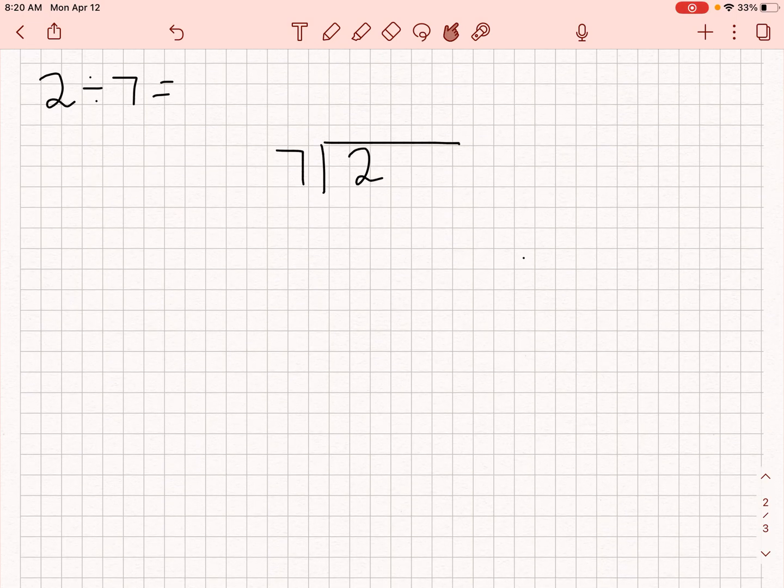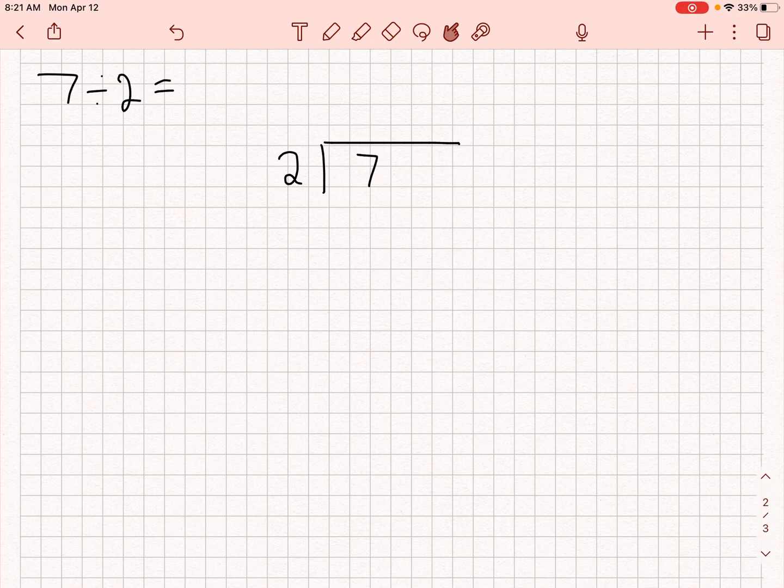Oops, I did that wrong. We're going to do 7 divided by 2. Excuse me. 7 divided by 2. There we go. Go ahead and pause now and try this problem on your own. Remember, you're dividing like normal. When there's nothing left to bring down, you'll add a decimal and a couple zeros. You'll bring one of those zeros down. Unpause once you've solved it, and we'll see how you did.